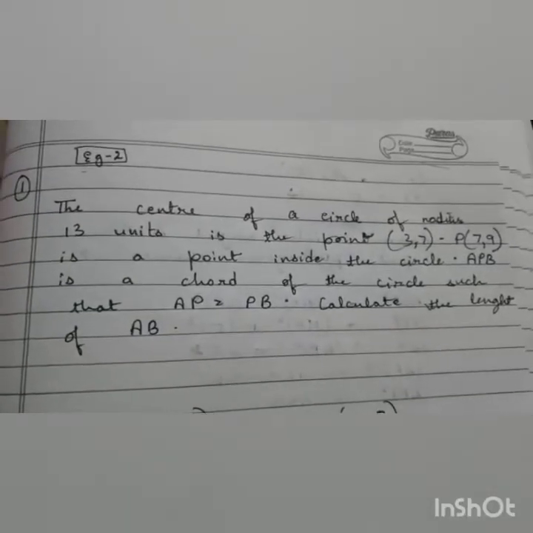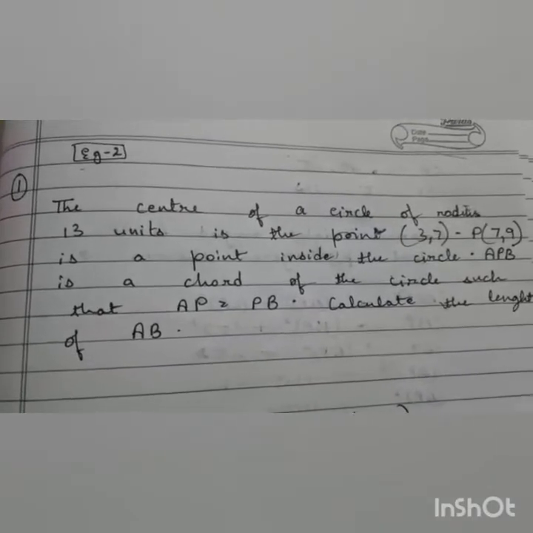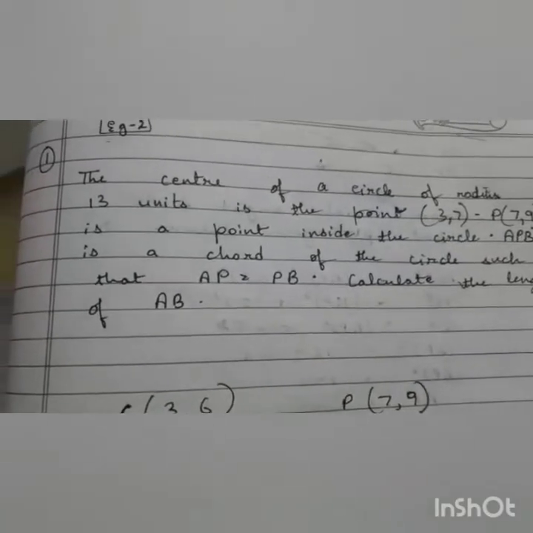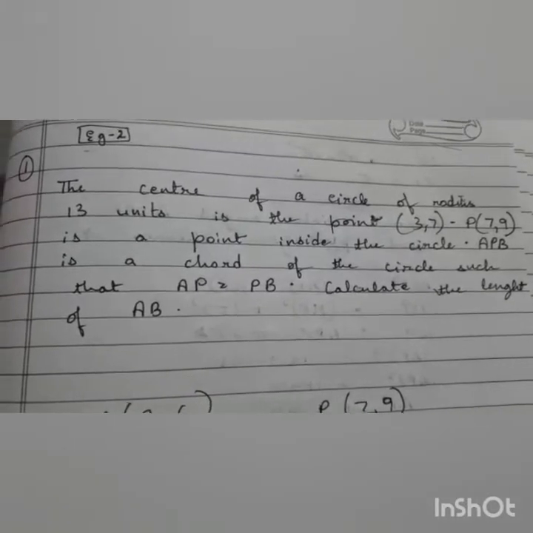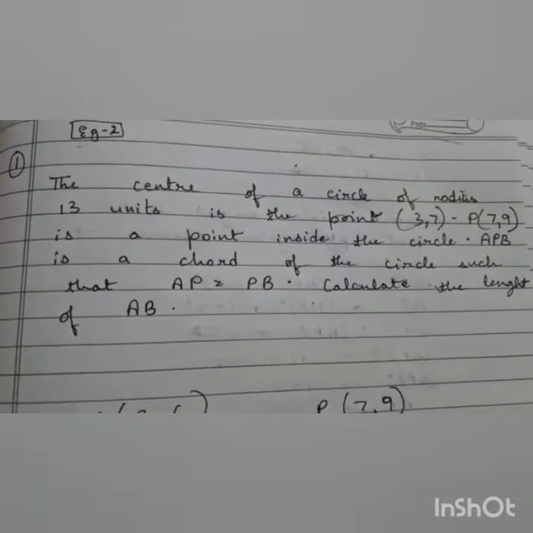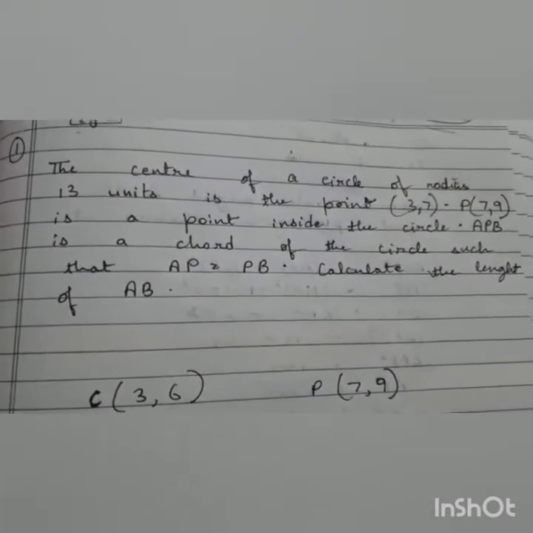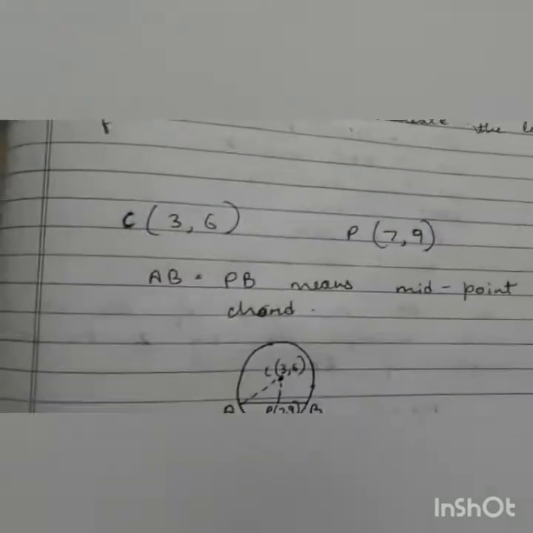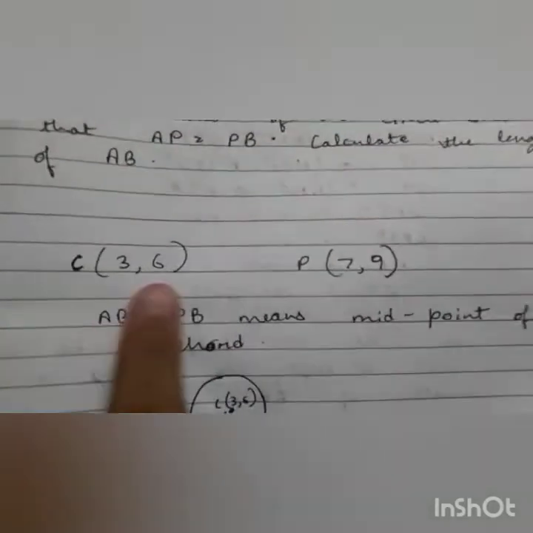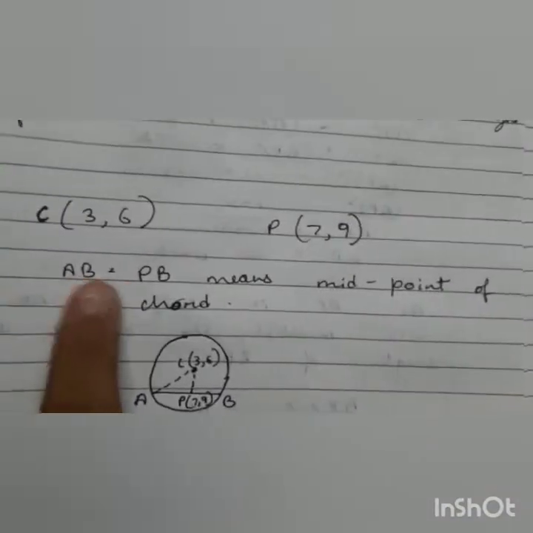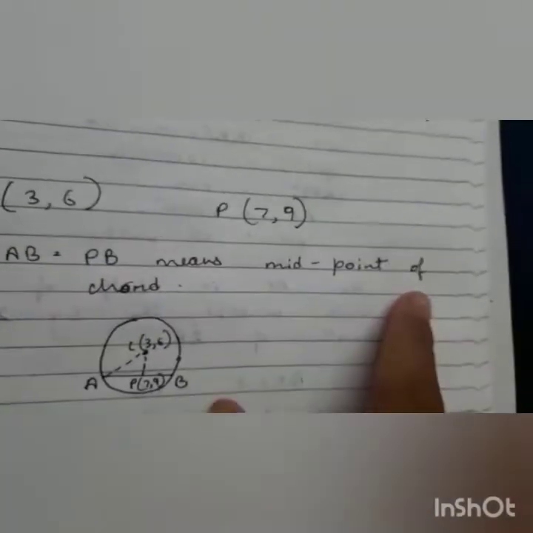This question says the center of a circle of radius 13 units is the point C(3, 6). P(7, 9) is a point inside the circle. APB is a chord of the circle such that AP equals PB. Calculate the length of AB. So here it is given C(3, 6) and P(7, 9). AP equals PB means P is the midpoint of the chord.